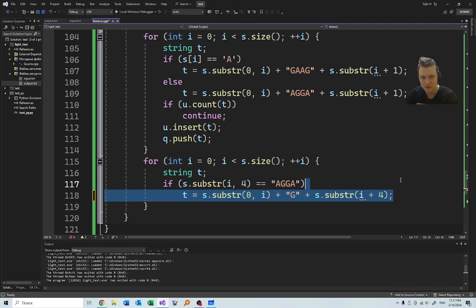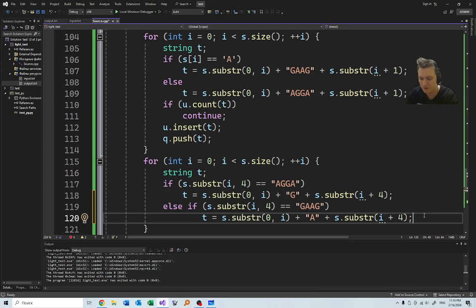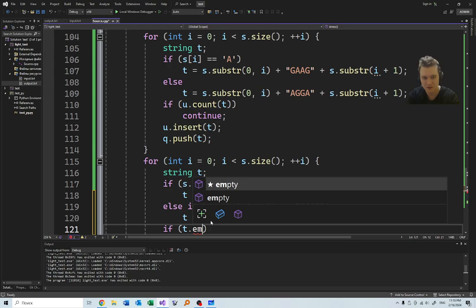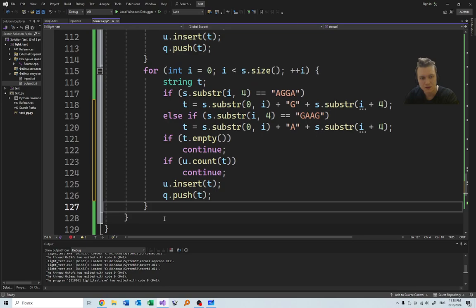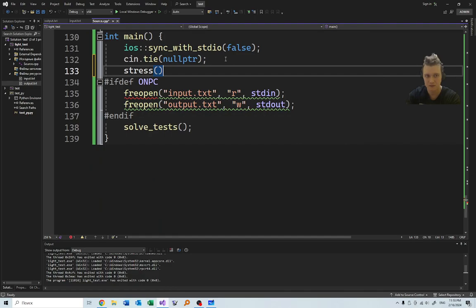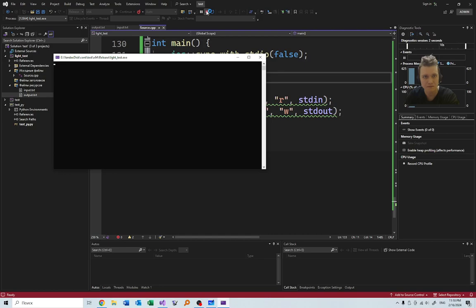Else, if this is GAAG, and this. Okay, and if t.empty, then continue, and then also something like this, and let's stress it. Okay, it doesn't find anything. Let's print it.